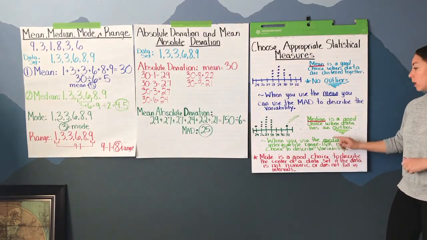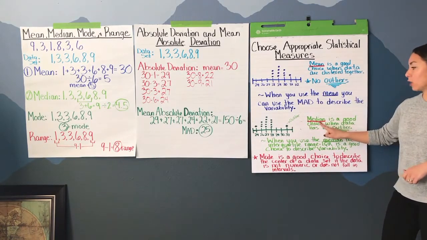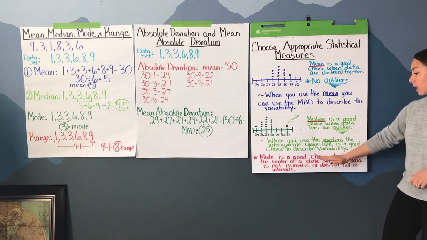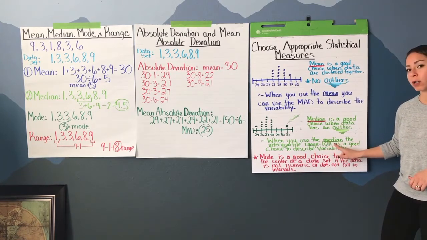But anyways, if you have an outlier for your data set and you think the median is the best measure of center, then in order to describe variability, you use the IQR, okay, the interquartile range.